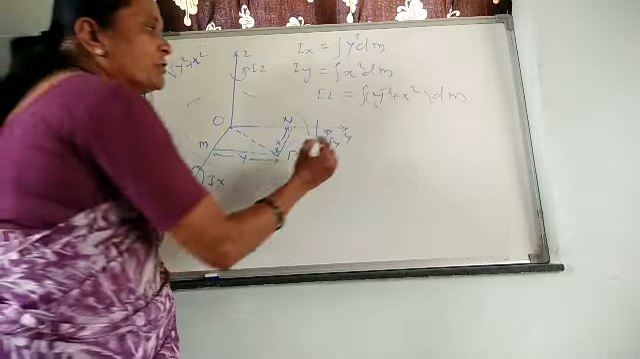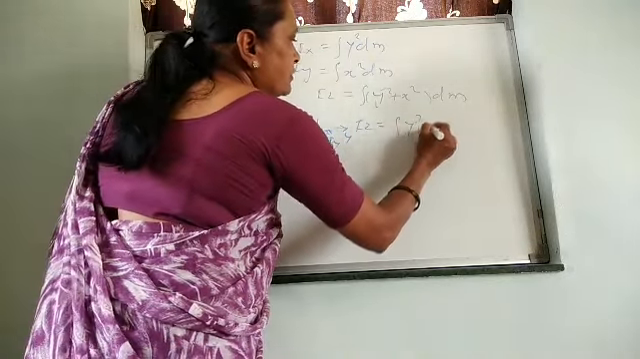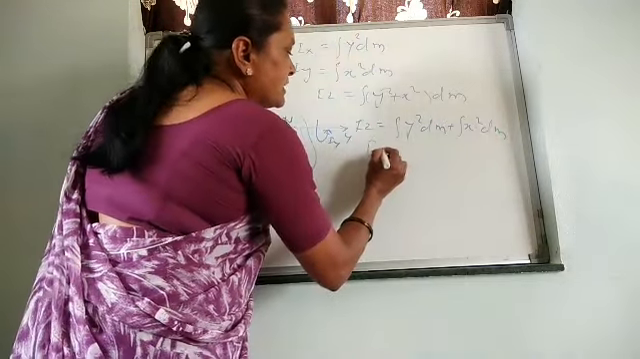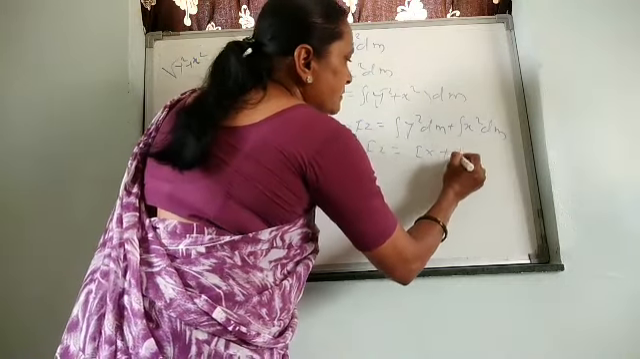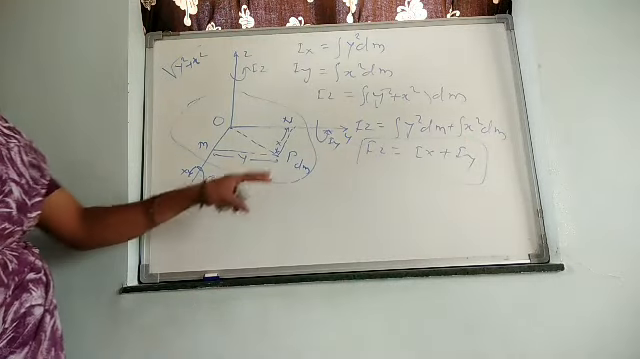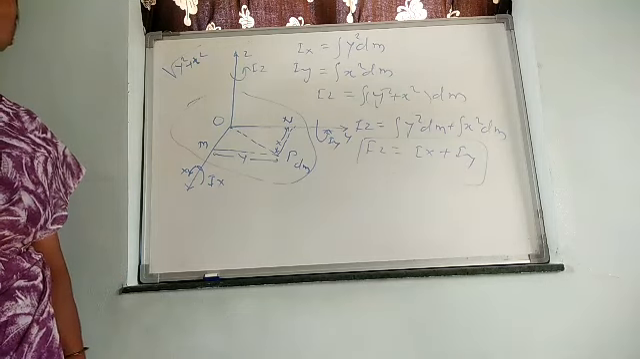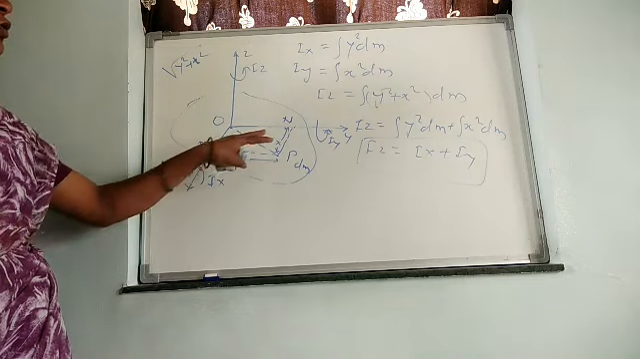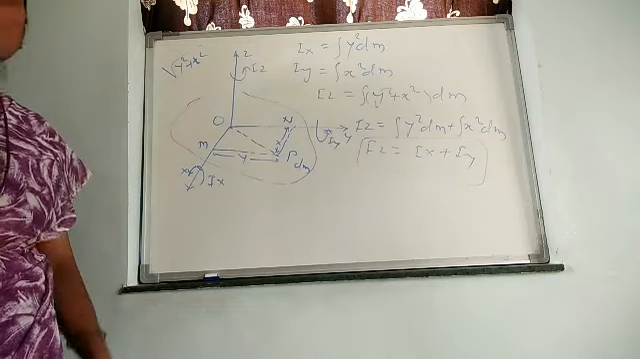We want to find the moment of inertia about that third perpendicular axis. Iz is equal to the integral of y square dm plus the integral of x square dm. That means Iz is equal to Ix plus Iy. This is the principle of perpendicular axis, and it can be used only for laminar bodies, because here the two axes are in the plane and the third is perpendicular to that plane.